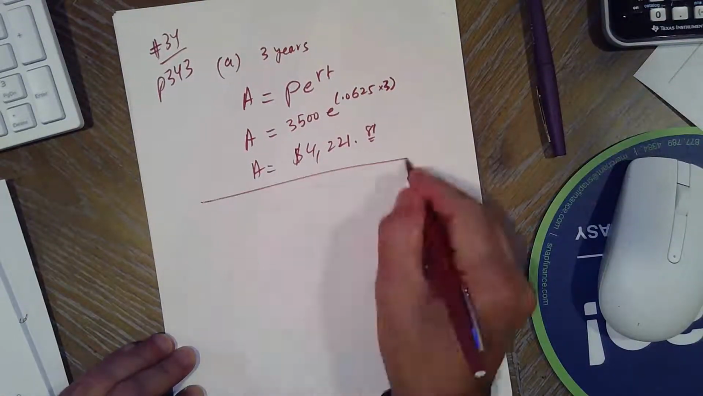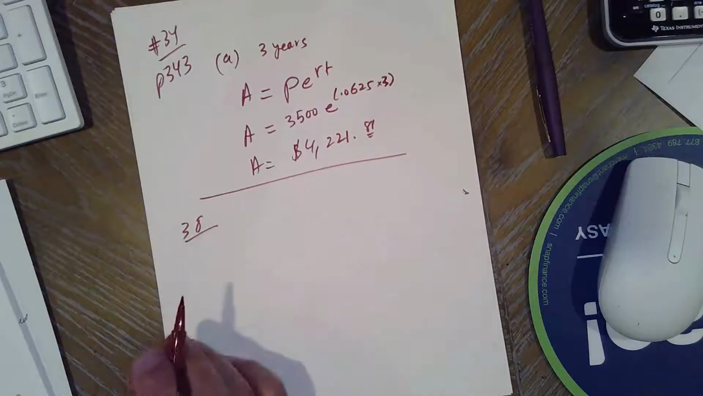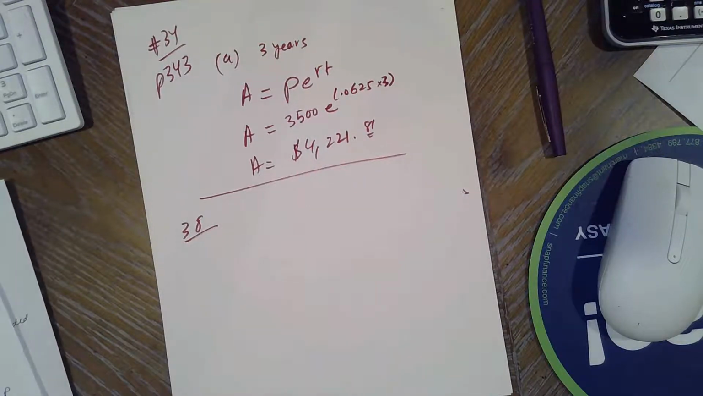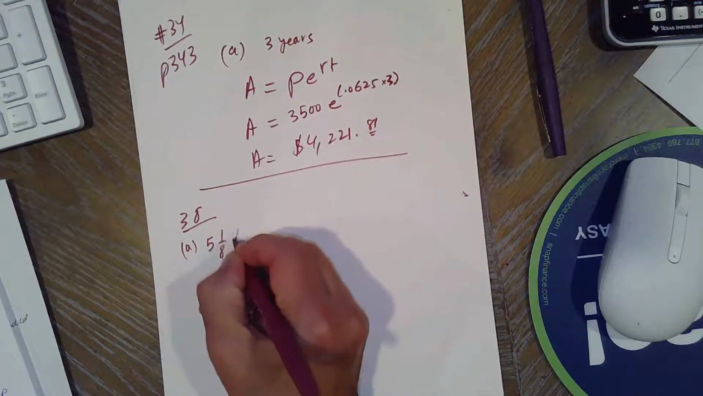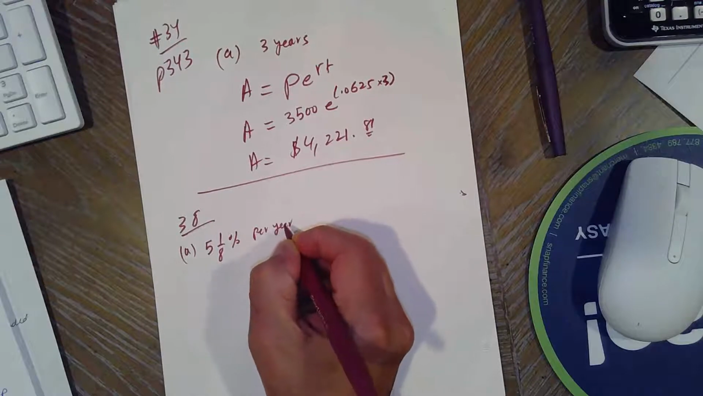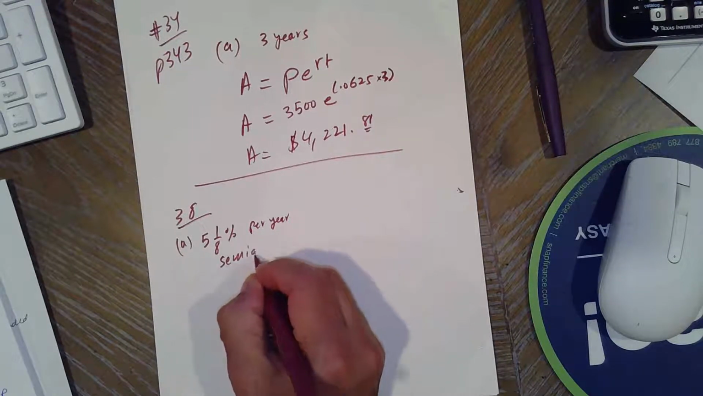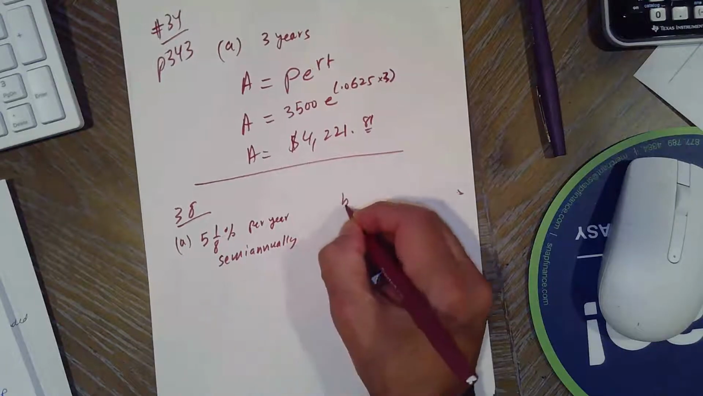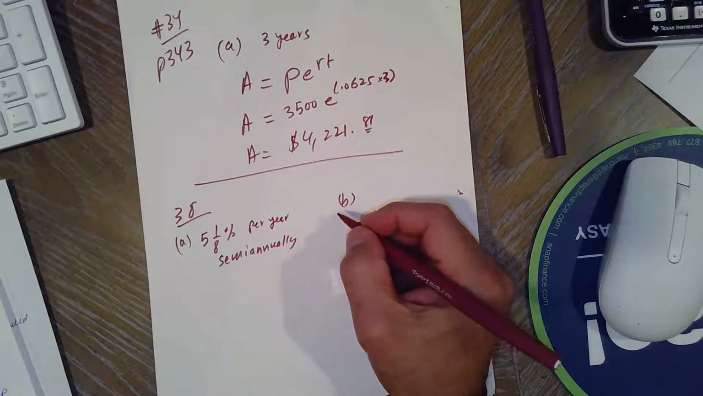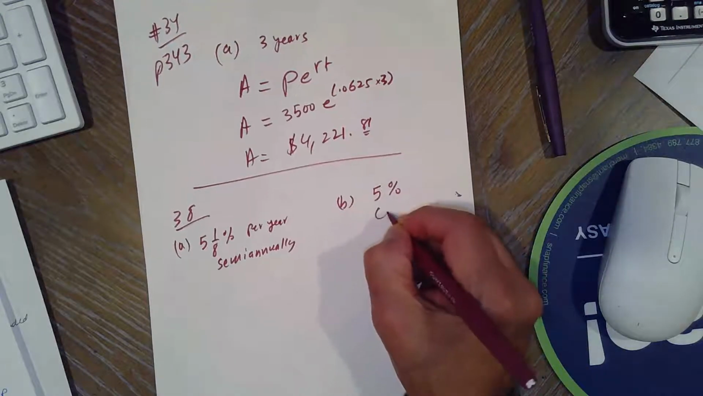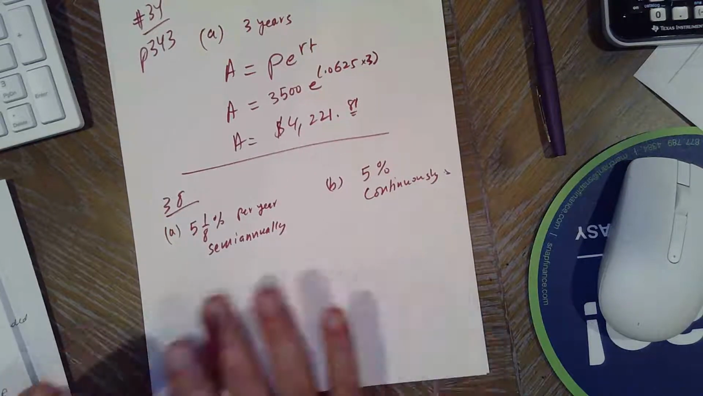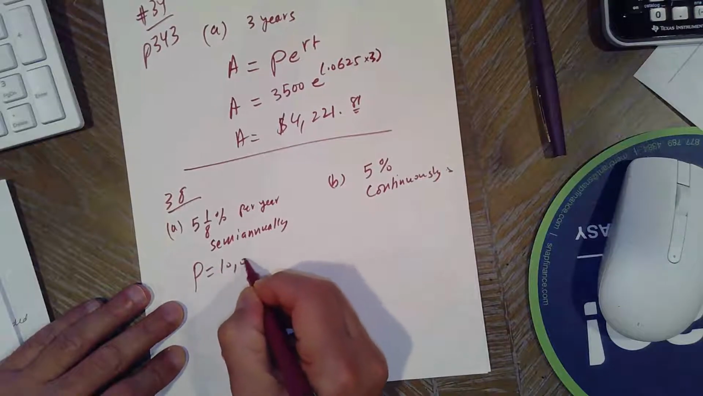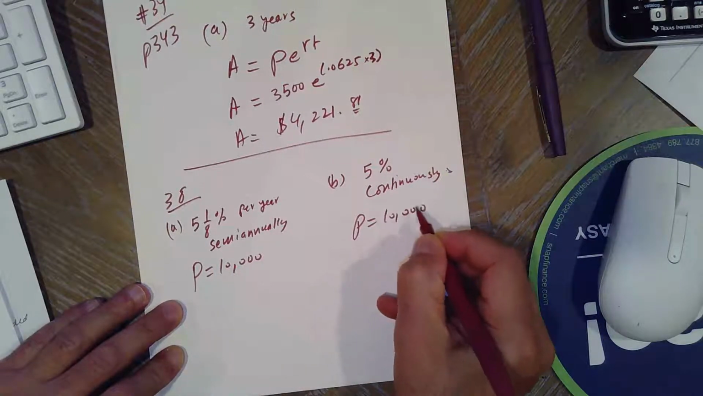Okay, 38. Which of the given interest rates and compounding periods would provide the better investment? So you have 5 and 1/8% per year compounded semi-annually. In part B, we have 5% per year compounded continuously. They're not telling us how much to invest, so you can take any principal you want. For simplicity, I'll do 10 grand, so I can put a number in there, okay?